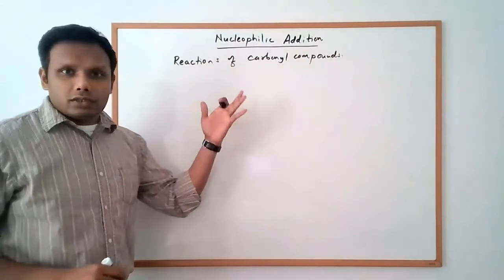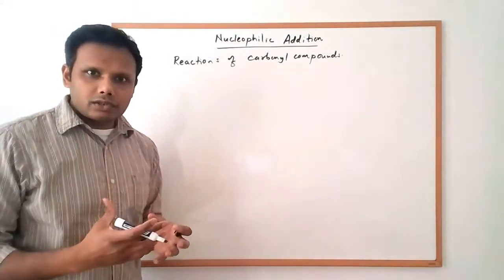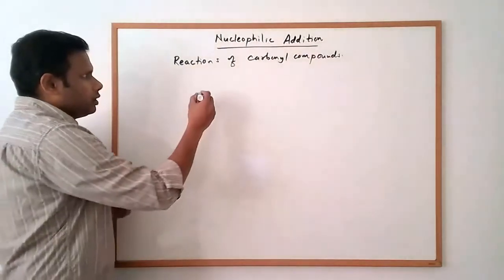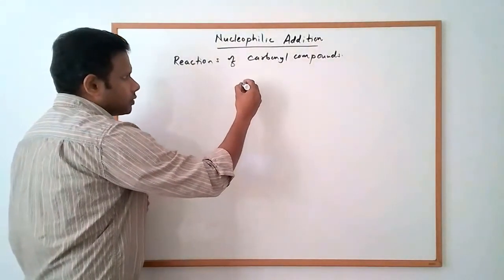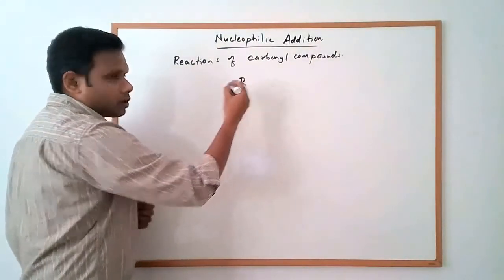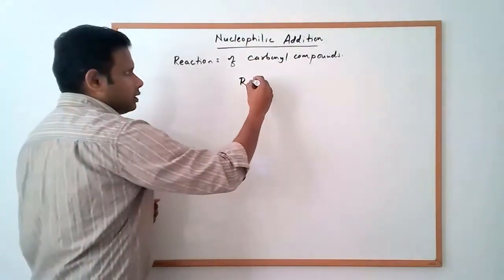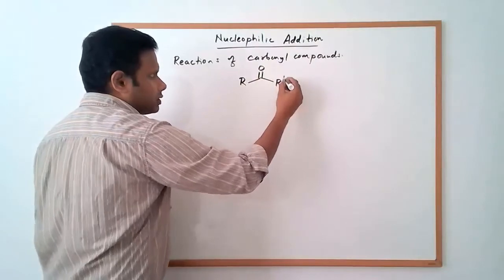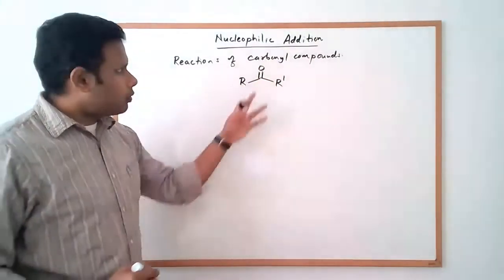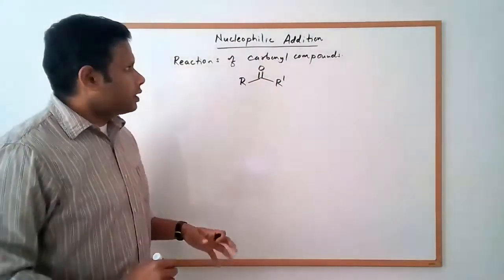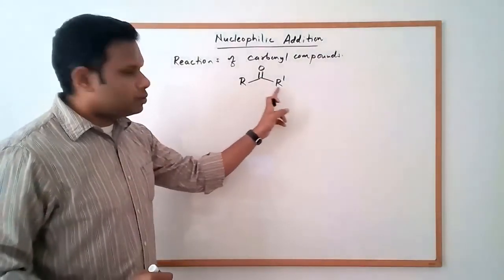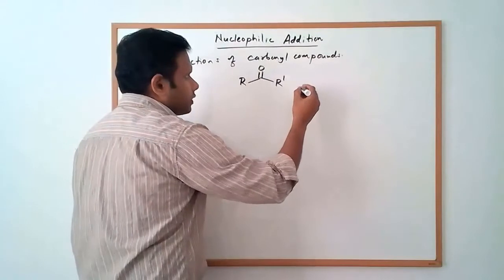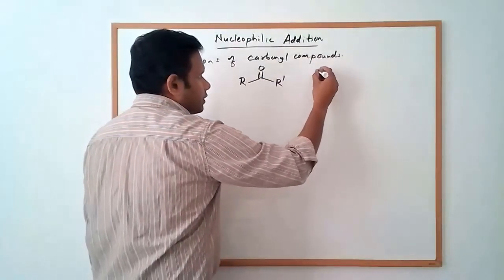Like I said, this is sort of dictated by the structure of the carbonyl group, the electronics of the carbonyl group. So if I were to use a general structure for a carbonyl compound, let's say that we're going to represent the carbonyl compound as RC double bond O R prime. Okay, so I'm differentiating the two R's here.